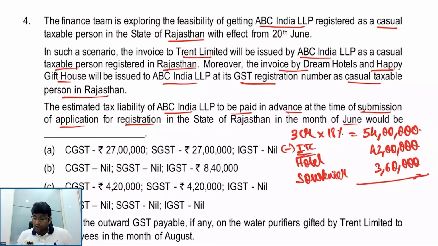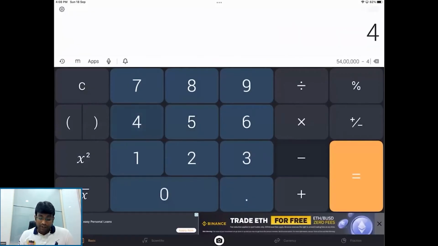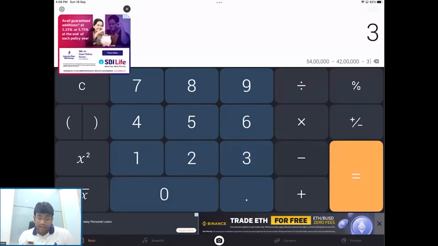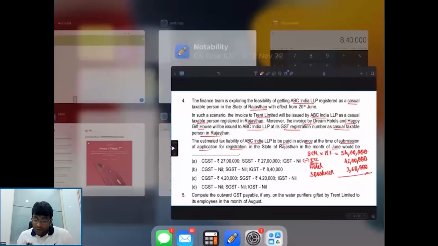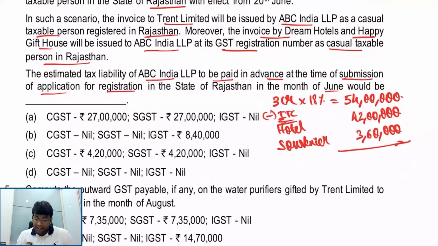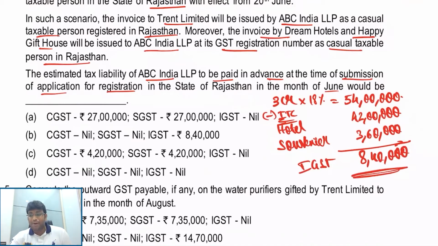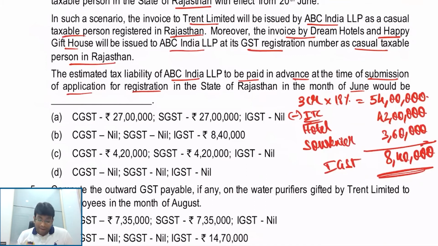From 54 lakh, I'll reduce 42 lakh. I'll also reduce 3 lakh 60,000. 54 lakh minus 42 lakh minus 3 lakh 60,000. Balance is coming to 8 lakh 40,000 of IGST payable, my dear friends. So balance payable will be 8 lakh 40,000, and that is IGST only, because ABC is registered in Rajasthan, and they're going to give bill to Trent, who is in Maharashtra. So answer is option B, my dear friends, 8 lakhs 40,000.